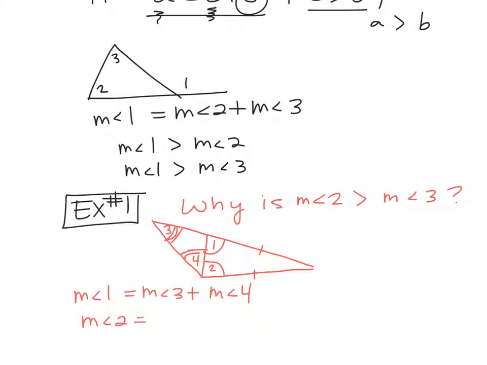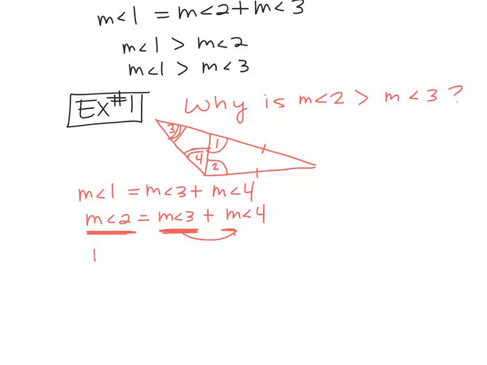The measure of angle 2 would have to equal the measure of angle 3 plus the measure of angle 4, which means that then the measure of angle 3 is going to be smaller than the measure of angle 2 because 3 needs 4 added to it. Right? So, therefore, the measure of angle 2 has to be greater than the measure of angle 3.